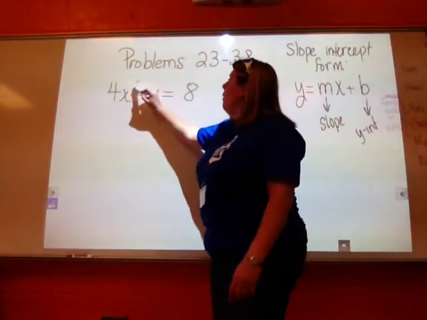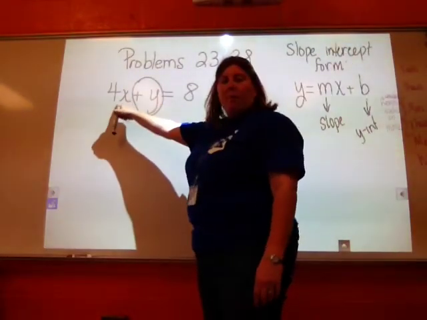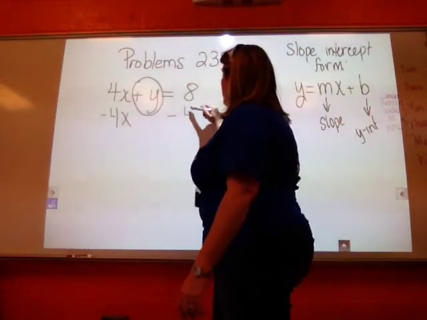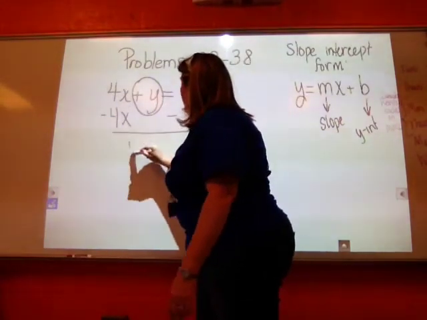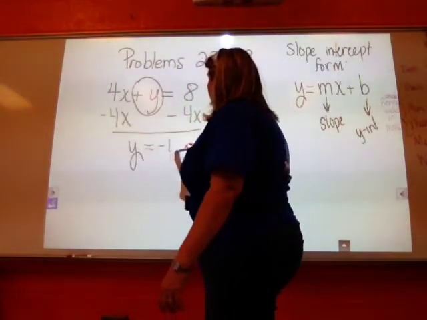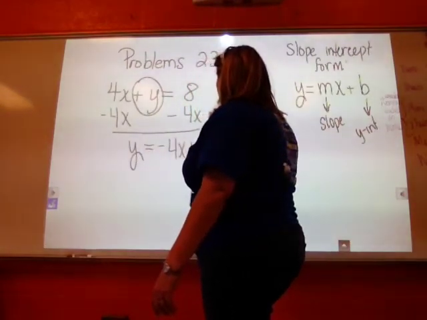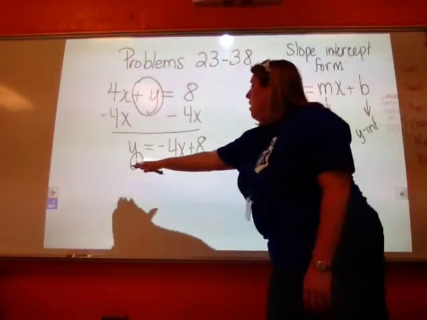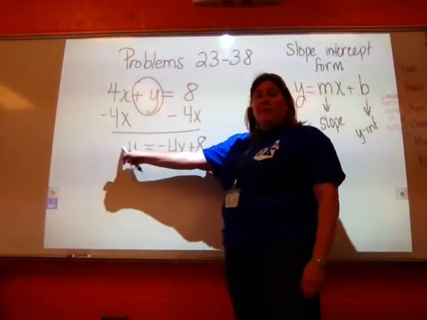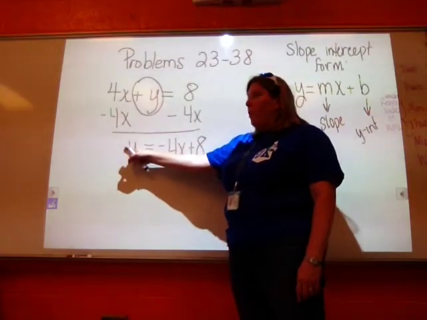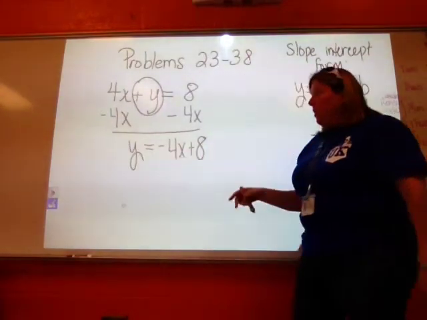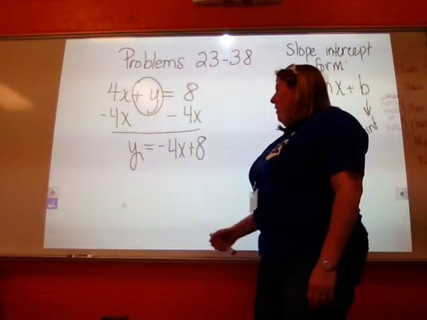So I need to solve for y. If I need to solve for y, that means the 4x needs to move, so I'm going to inverse it. So y is equal to negative 4x plus 8. So this is now in slope-intercept form. I don't have anything that I have to divide by because there's just a 1 in front of y. If there were a number in front of y, then I would have to divide all terms by that.